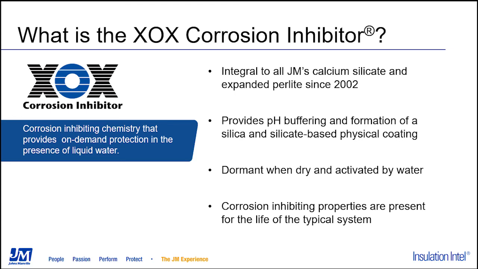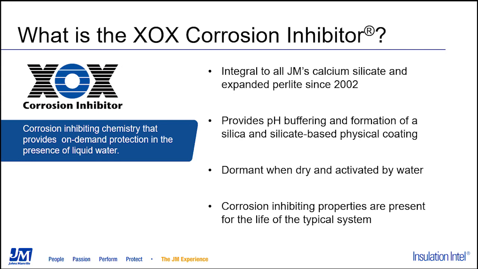And it is something that is part of the chemistry or formulation of the Thermo 1200 during the manufacturing process. It's a combination proprietary blend of silicates that are part of the chemistry of the material that provide on-demand protection in the event that water does get into the insulation system or the material gets exposed to water. It's been integral to the product since 2002, so it's been out there for quite a while. And it basically does two things in providing that protection.